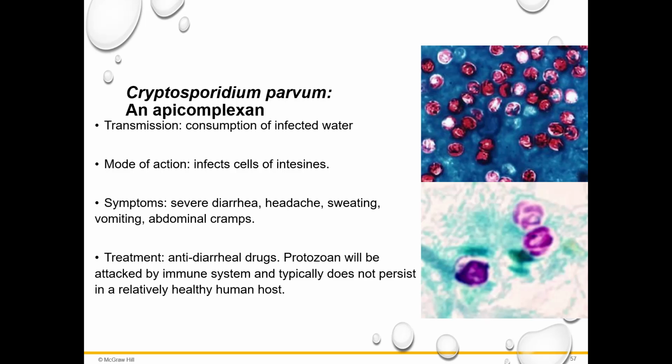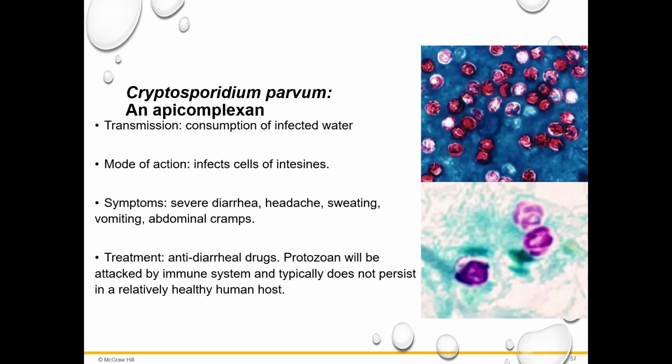Entamoeba histolytica eats through your intestines. And now Cryptosporidium parvum infects the cells of your intestines. So it gets inside of your intestinal cells. Symptoms include severe diarrhea, headache, sweating, vomiting, abdominal cramps. They're treated with antidiarrheal drugs, usually not anti-protozoan drugs, antidiarrheals.